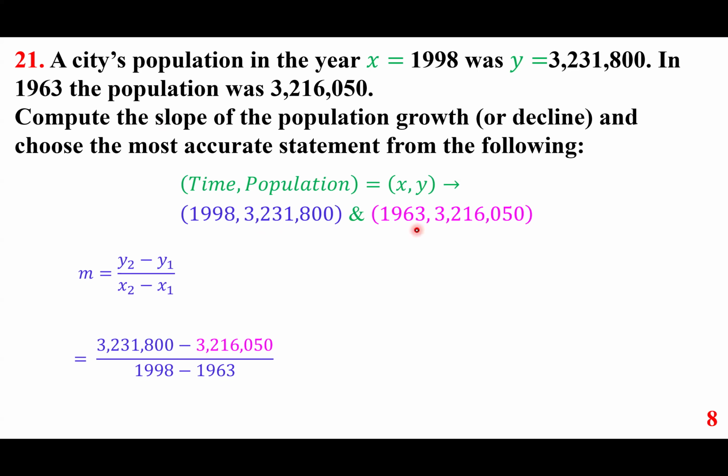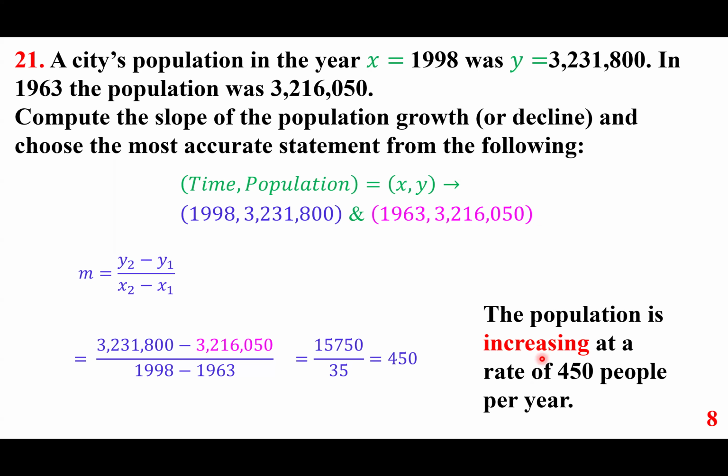So with that being the case, 3,231,800 minus 3,216,050 results in 15,750. 1998 minus 1963 becomes 35, and it's 450. Now, the most accurate statement, there are some statements, this is the one. Please understand this is positive. Therefore, the population is increasing at the rate of 450 people per year.